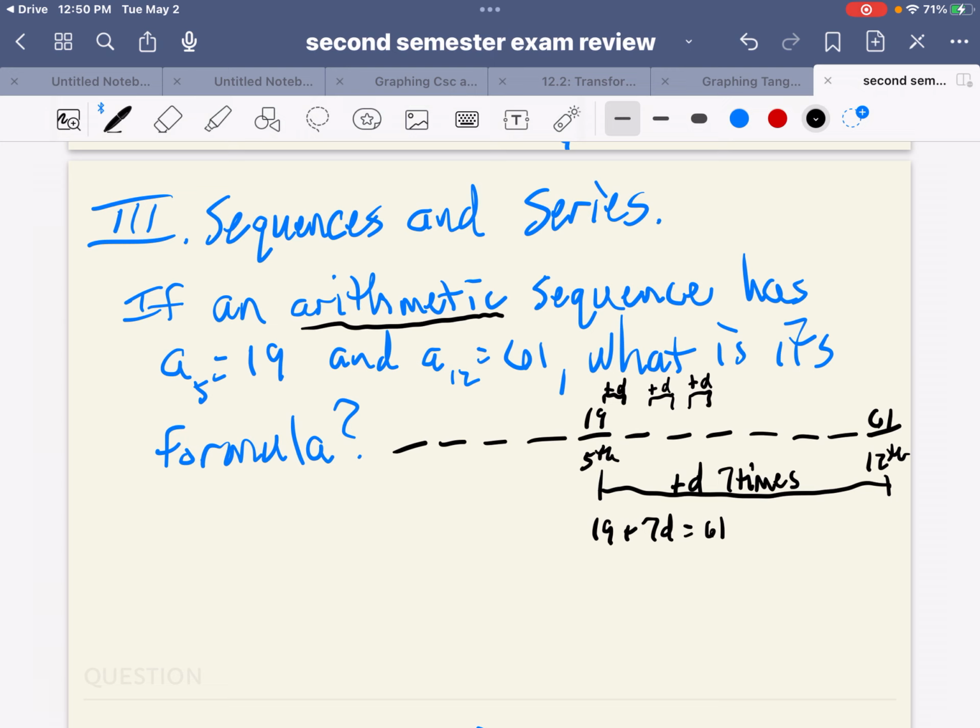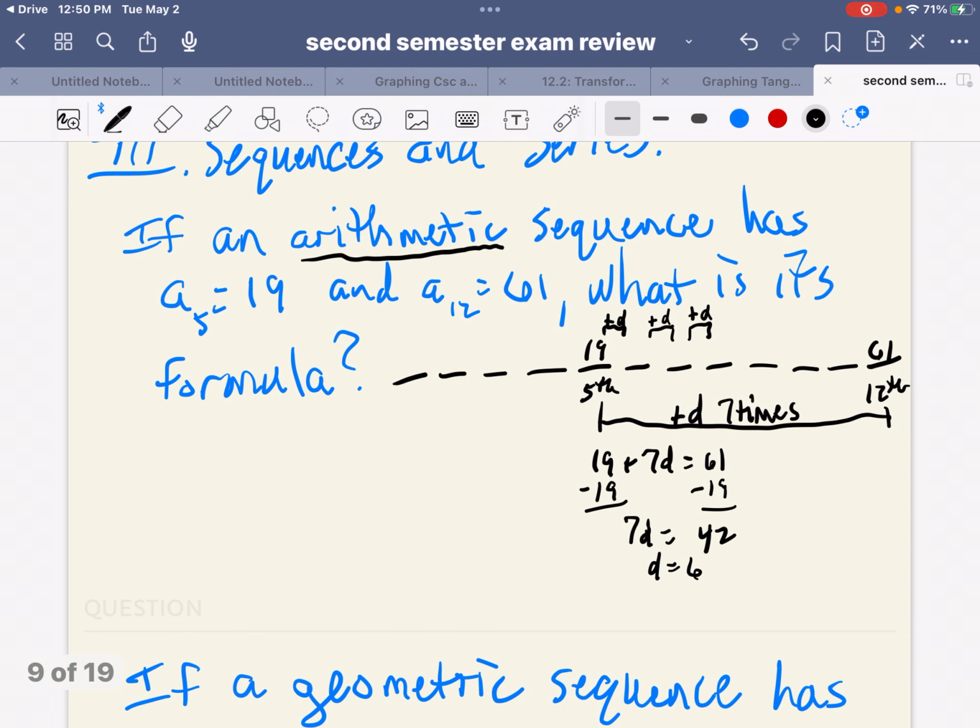And if I do a little bit of algebra, subtract 19 from both sides, 7D equals 61 minus 19. I'm having a bad day, I need my calculator, that is 42. So I guess I found that D is 6. Well, do you remember that the equation of an arithmetic sequence is A sub n equals A sub 1 plus D times n minus 1? So I now know that D is 6. But in order to build my formula, I still need to find term 1.